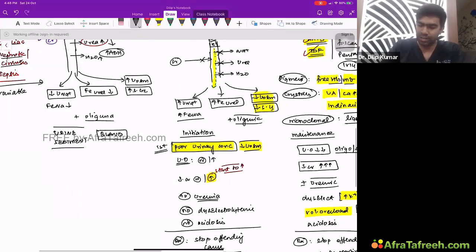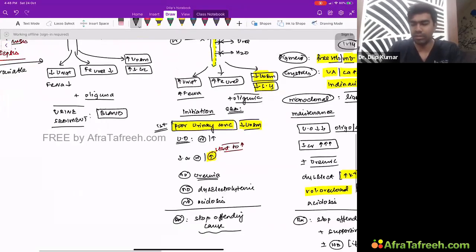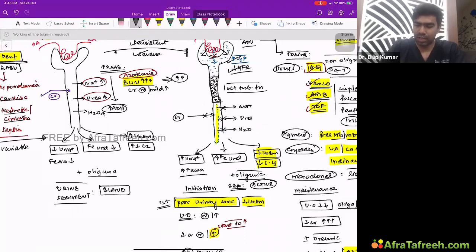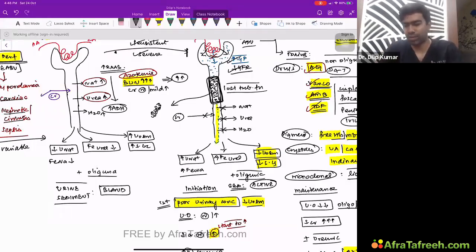And if you take the sediments, this is very classic. You'll get an active sediment, and we know what sediment you're going to get. This is the muddy brown cast. The tubular cells that are necrosed will come out in the urine as a cast. That's what we call a muddy brown cast, or probably a granular cast or granular cell cast. So that is very characteristic of acute tubular necrosis. The sediment will be active here. So that's very important as well.